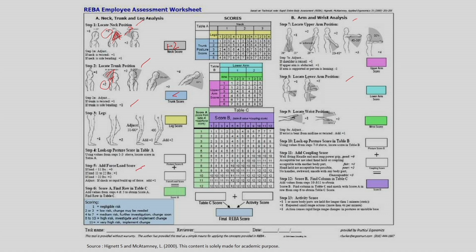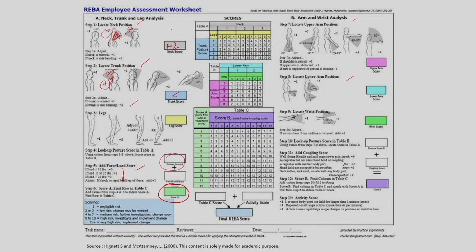Two points are very important. If you are holding some force or moving some load from one place to another, then depending on the load you assign some value here. At the end of that you have a scoreboard type of arrangement: table A, table B, and the final table C. Whatever value you get from score A, you have to find it here. You see here neck 1 2 3.